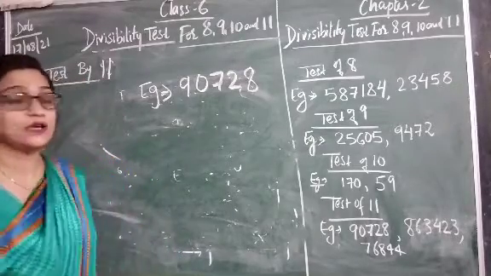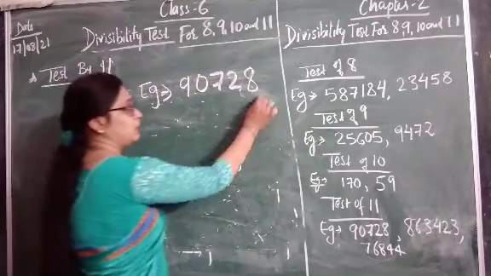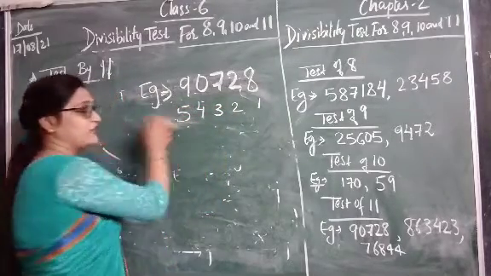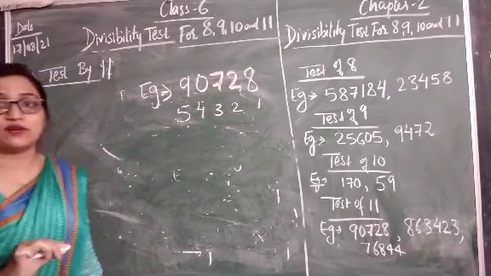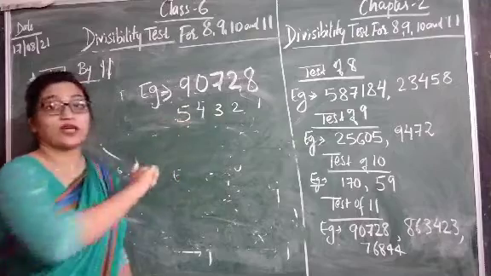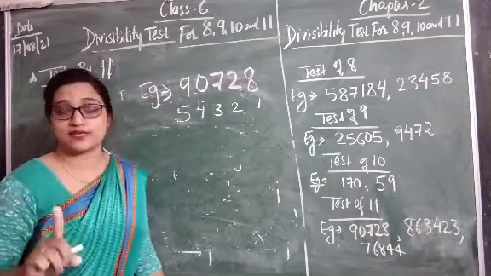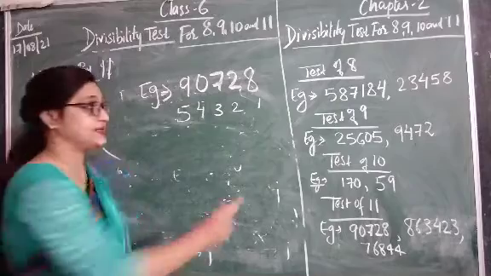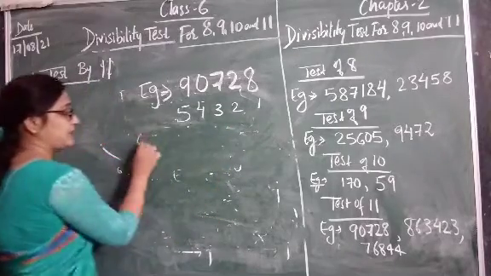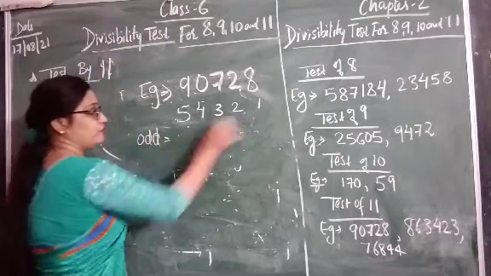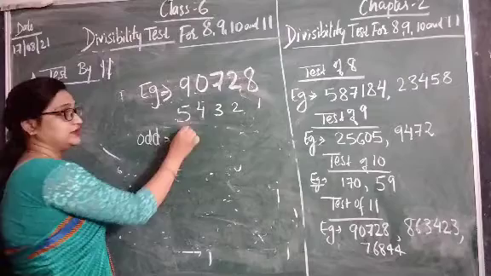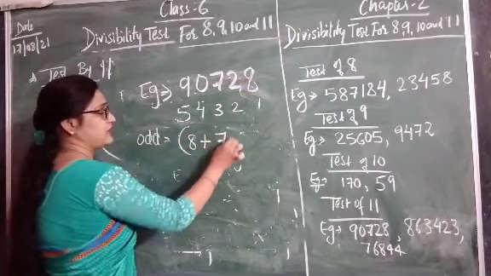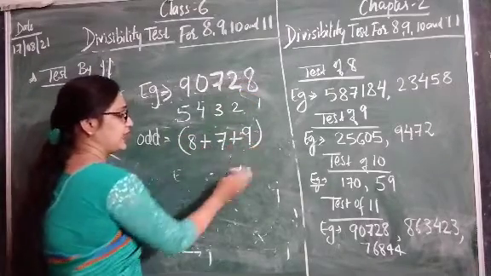starting from one's place. Just give it numbers 1, 2, 3, 4, 5 starting from one's place. Now choose the odd and even places. Odd places are 1, 3, 5. The digit at 1 is 8, at 3 is 7 and at 5 is 9.